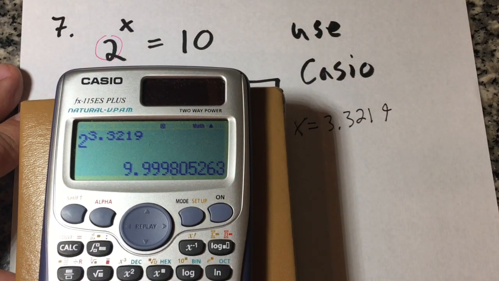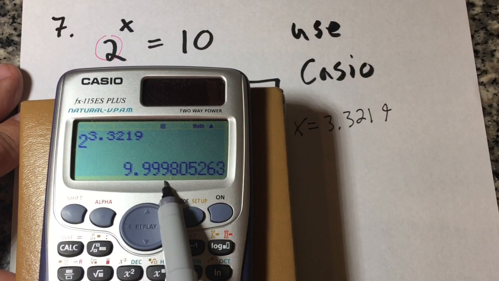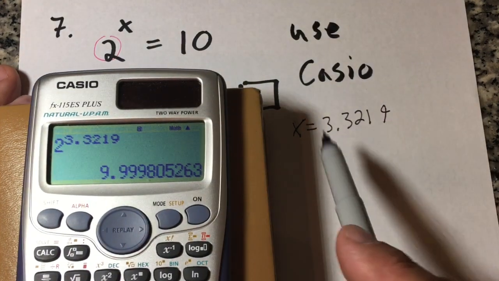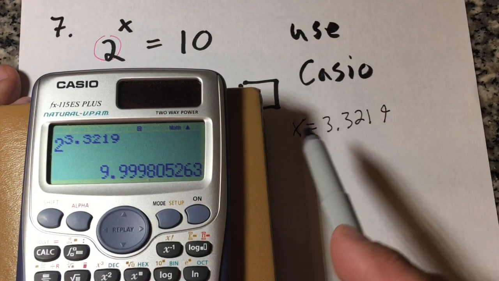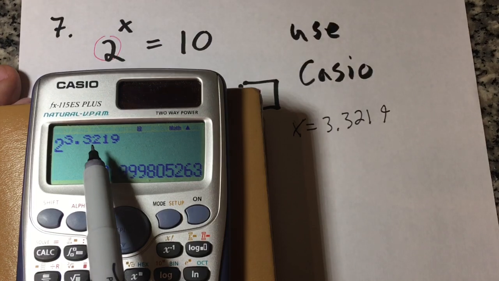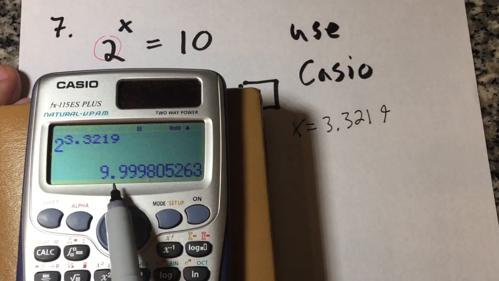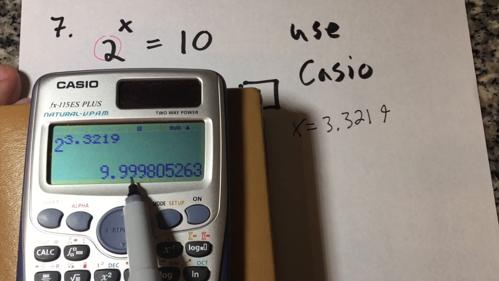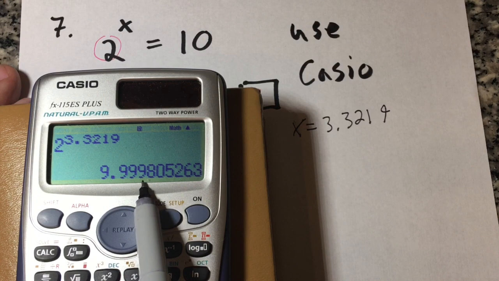And there it is. So close to 10. Notice it was 3.3219, 2 to the 3.3219. And if I round that to 4 places, that's 1, 2, 3, 4. If I round it to 3, it'll give me 10. Same scenario.